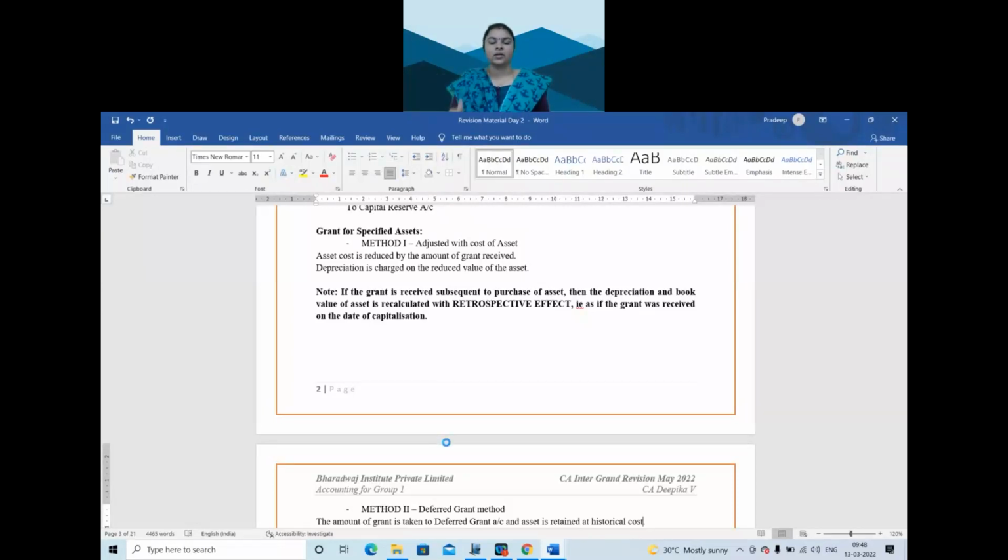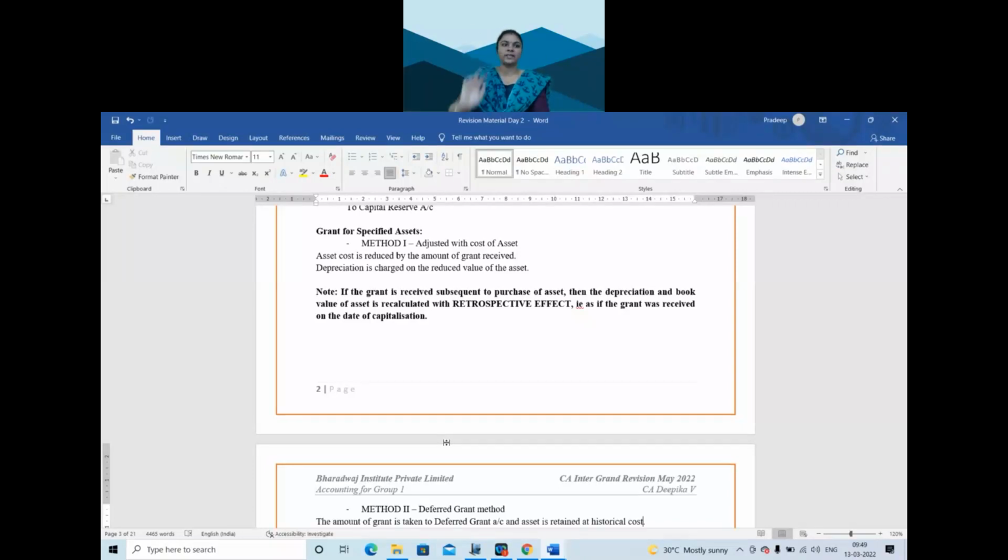So in specified assets, how it will happen is you will submit the invoices to the government saying that, boss, I have placed my order. And then government will process your grant. That is how it happens. So the asset is already identified, right? Now here, since the asset is already identified, we are going to record the grant along with the asset only.